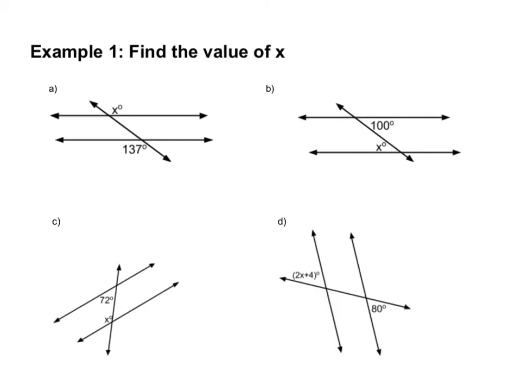So let's go ahead and use what we know to find the value of x. This x degree and this 137 degrees are on alternate sides of the transversal and are on the exterior of the parallel lines.